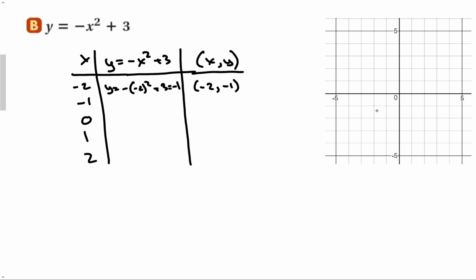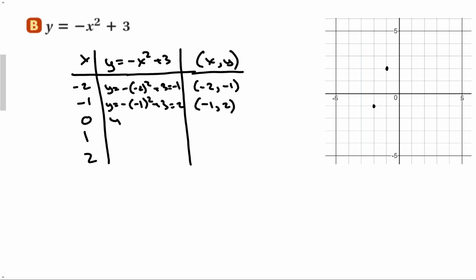If I put that on the graph, little point. Okay. If I plug in -1, we get -1 squared plus 3. That gives me a +1. Make that negative plus 3, we get 2. So it's -1 comma +2. Okay? So -1, 2.